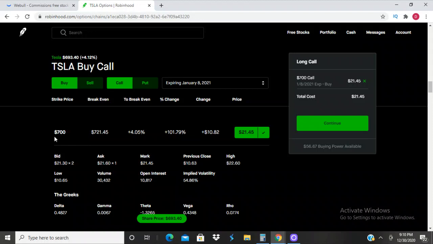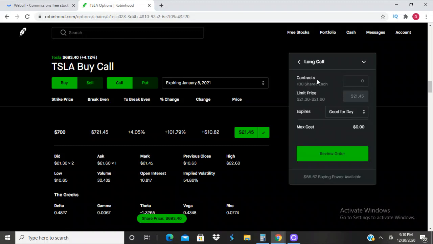Now, instead of exercising the contract, you could just sell the contract back to the market for whatever gain the price made on it. So right now, each share in this contract will be $21.45. Times that by 100, that would be $2,145. So they're basically showing you how much it would be for one right here. So you'll click continue.